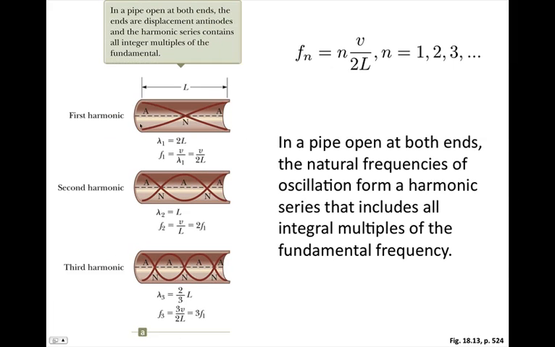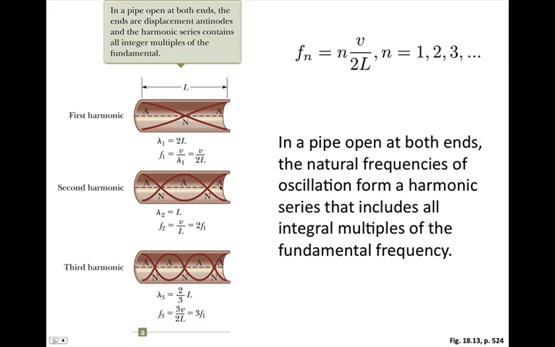For a pipe open at both ends, the first harmonic occurs when we have half a wavelength. The shortest distance between two antinodes is half a wavelength. So in that case, the wavelength is equal to 2 times the length of the pipe. And the frequency of the fundamental in this case, or the first harmonic, is v over 2L.